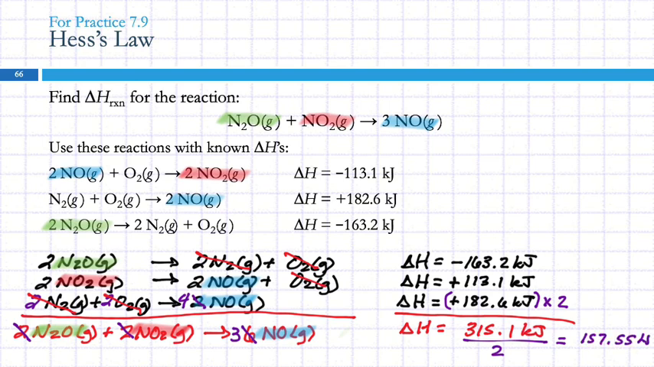So why do we have to divide the delta H by 2? Because if we have half as much stuff reacting, we're going to have half as much energy being transferred. Okay, so whatever you do to the equation, you have to do to delta H. Yep, exactly. And so our answer is going to end up being that delta H here is 157.6 kilojoules. Any questions?